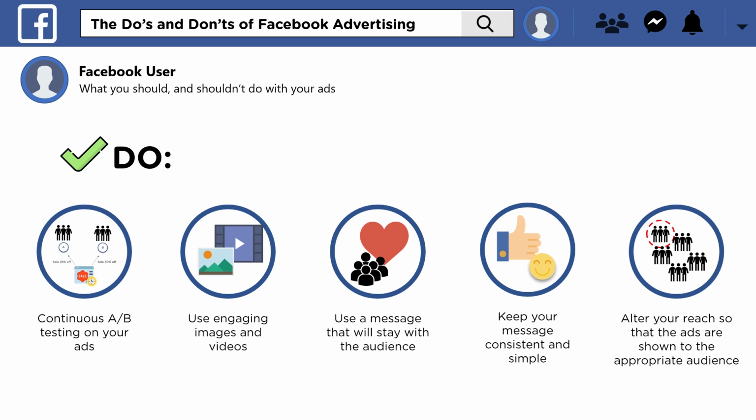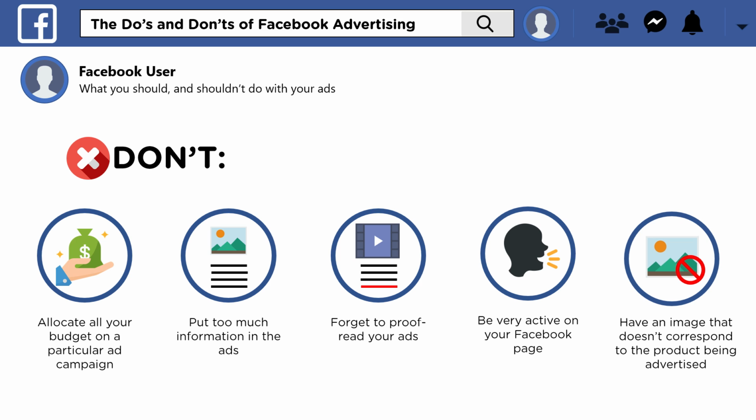Then you want to alter your reach so that the ads are shown to the appropriate audience. You always want to keep in mind who you're trying to target. You don't want to target somebody who's not in your demographic. Remember, you have reach available to you, and reach allows you to really pick and choose exactly who you're targeting and how often. You want to reach as many people as possible, but you don't want to reach the wrong people.